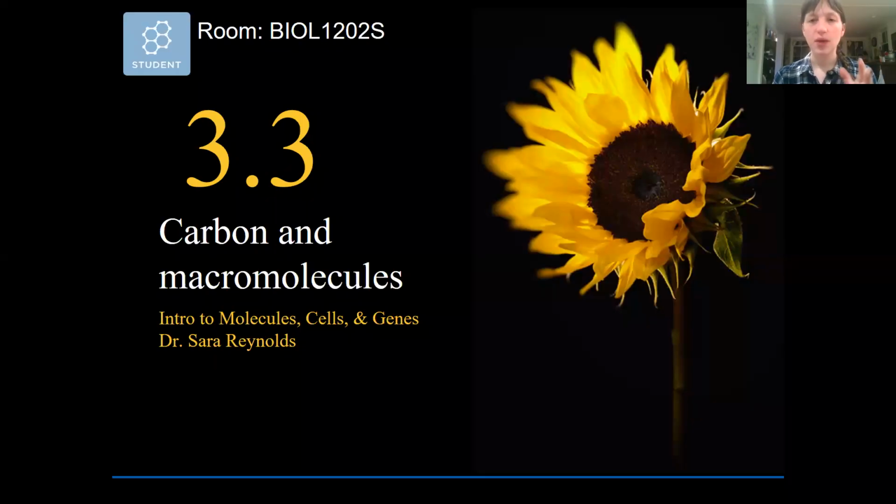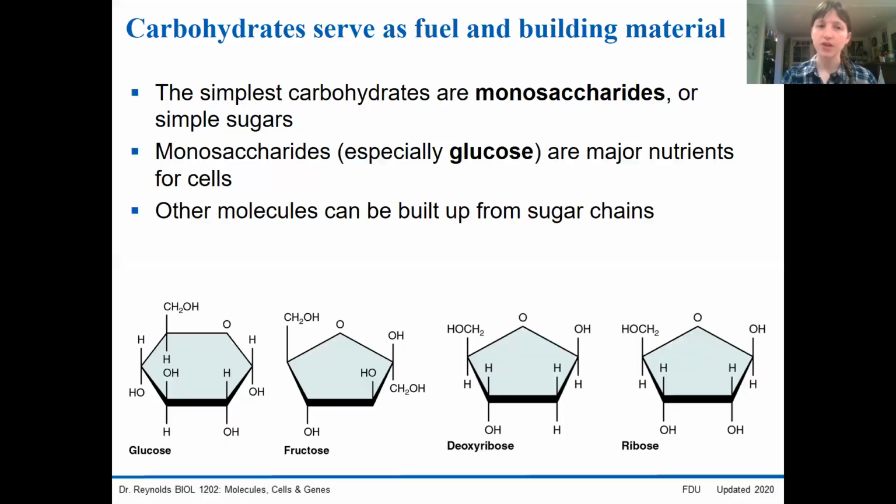All right, we have just two more groups of macromolecules to walk through. First, let's start by taking a look at carbohydrates. Carbohydrates are going to be composed of simple sugars known as monosaccharides. Saccharides is the biological term for sugar, mono meaning one. So these are composed of one sugar. This can be glucose, fructose, deoxyribose, or ribose.